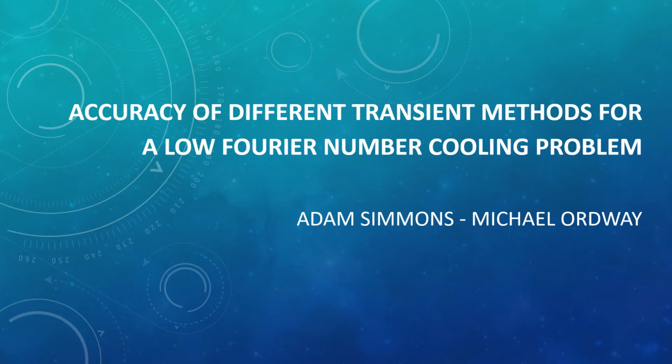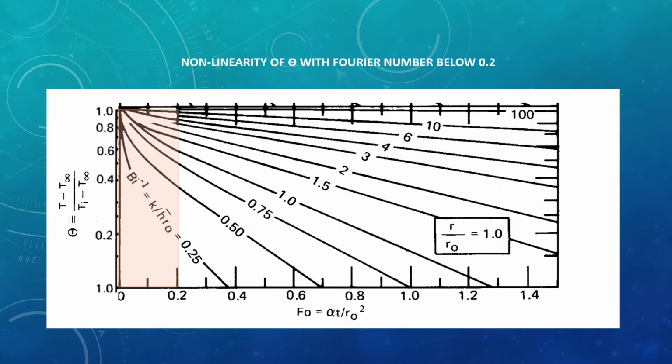This is Adam and Michael, and we did our project on accuracy of different transient methods for a low Fourier number cooling problem. We took a piece of stock of polyoxymethylene about 2 inches in diameter and put it in the wind tunnel and tested at different velocities.